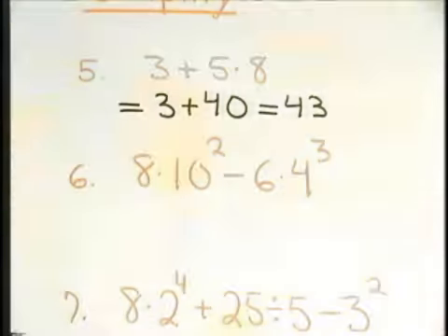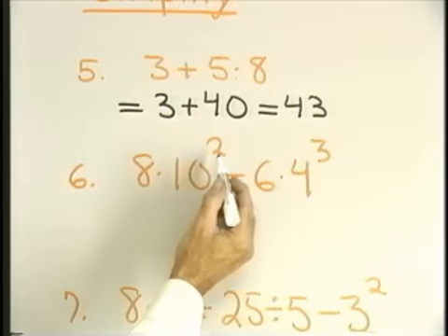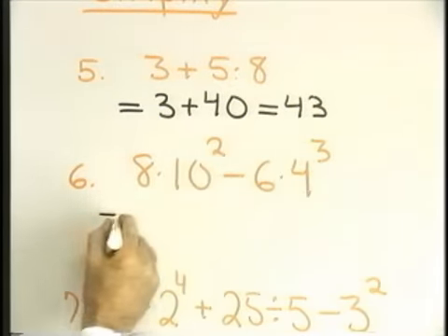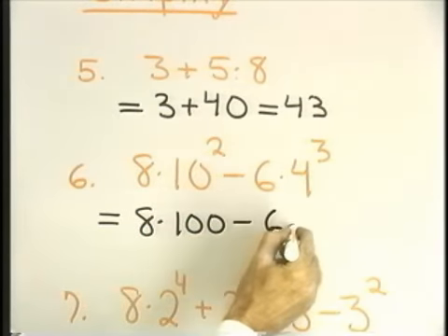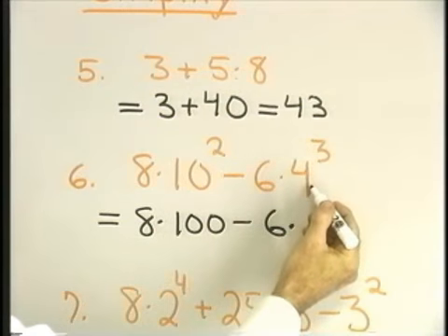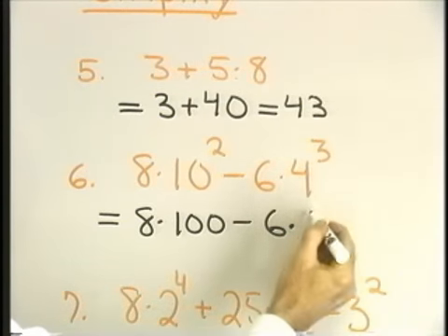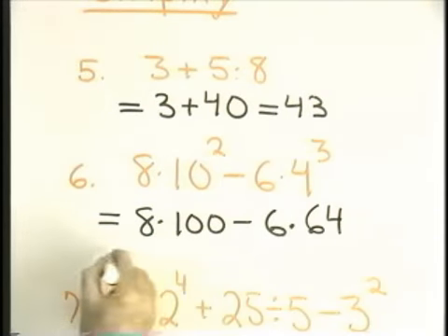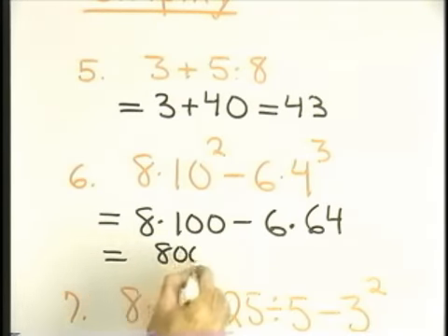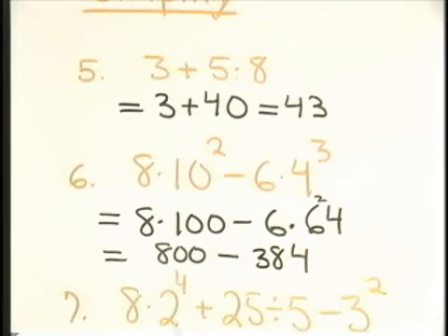Here's our next problem. 8 times 10 squared minus 6 times 4 cubed. The rule for order of operation says to evaluate exponents first. So I have 8 times 100 minus 6 times 4 to the 3rd power is 4 times 4 is 16 times 4 is 64. Now I have multiplication and subtraction. I need to multiply first. Here's 800 minus, let's see, 24, I'll carry the 2, 36, 37, 38. So I multiply first, left to right. Now I'm going to do my subtraction.